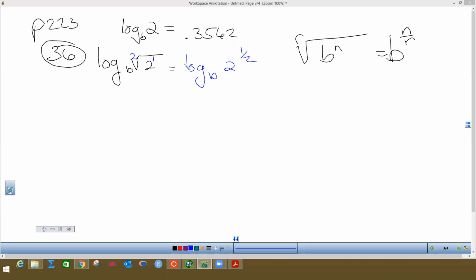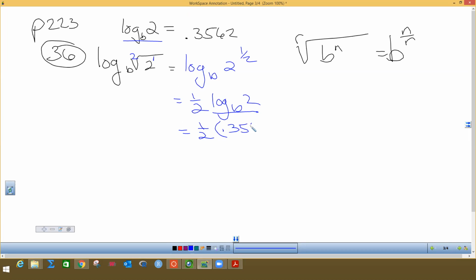Okay, so one of my properties is I can take an exponent and move it to the front, so I need to move the 1/2 to the front. And that will be 1/2 times log base b of 2. Since log base b of 2 is this part right here, it matches exactly, so this is going to be 1/2 of 0.3562, which means you can take 0.3562 on your calculator and divide it by 2, and that will be your decimal answer right there.